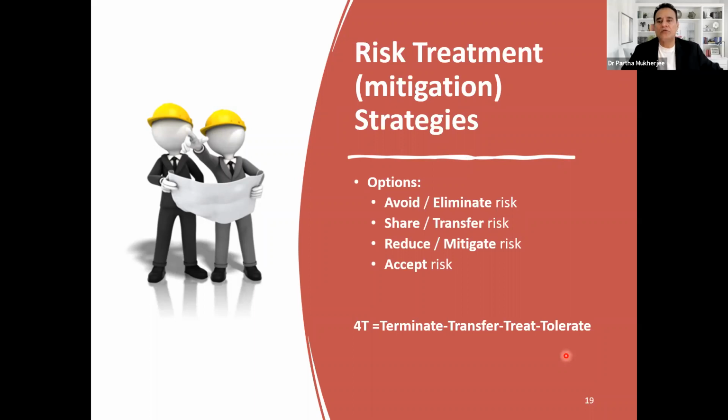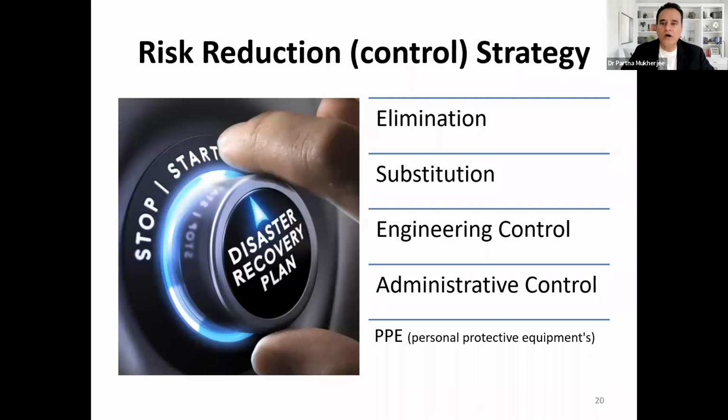So what we have learned is also a strategy. It's a very simple strategy, but a very powerful strategy of treating the risk. The next strategy is how to control, or reduce, the risk. The controlling mechanism is simple: you can control the risk and its impact by elimination, by substitution, by engineering control, by administrative control, or by PPE, which is personal protective equipment.